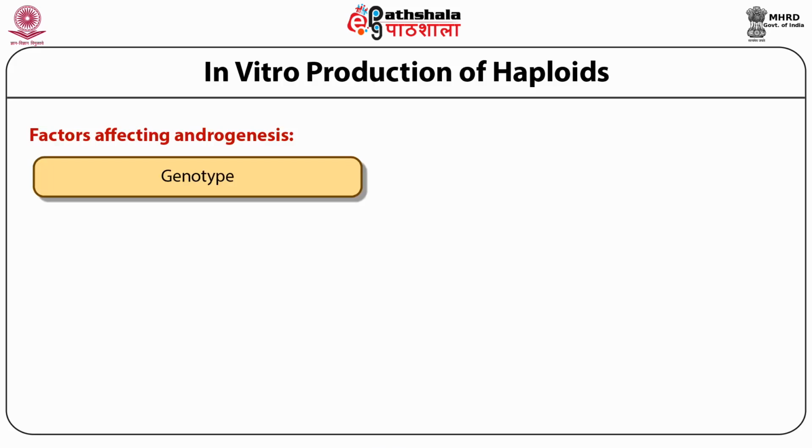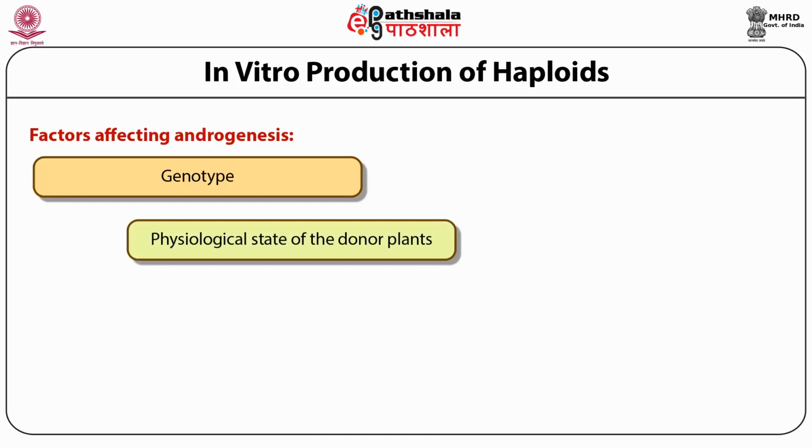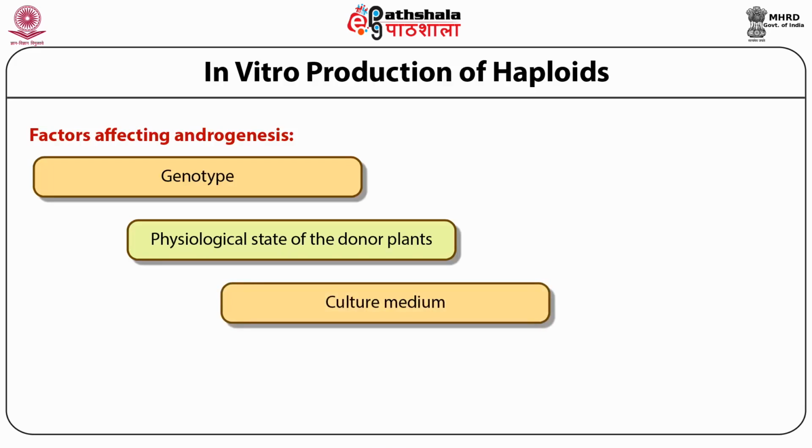The other factor to take into consideration is the physiological status of the donor plant at the time of excising the microspores. Generally, the pollen grains from the first flush of flowers give a better response than those from older plants. The culture medium, of course, in tissue culture, all responses are dependent on the culture medium. The culture media used for anther culture are low in salts, and those for microspore culture are even lower than the anther culture medium.